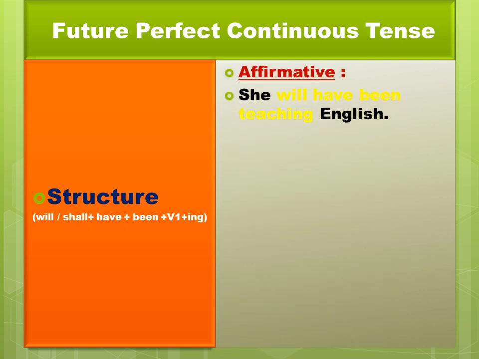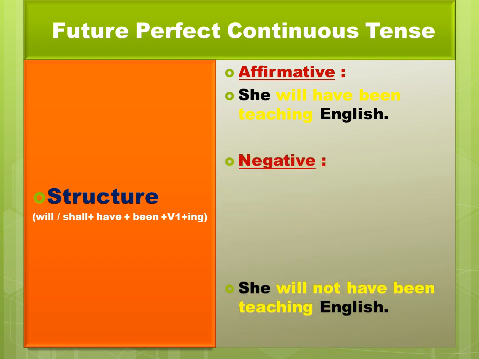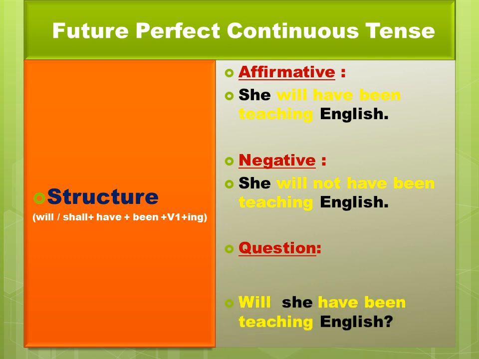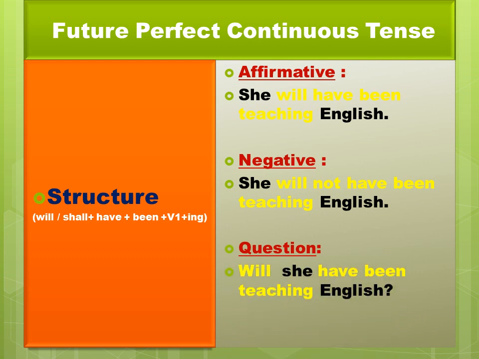She will have been teaching English. A negative statement. She will not have been teaching English. How to frame an interrogative sentence? Will she have been teaching English? Negative interrogative. Won't she have been teaching English?